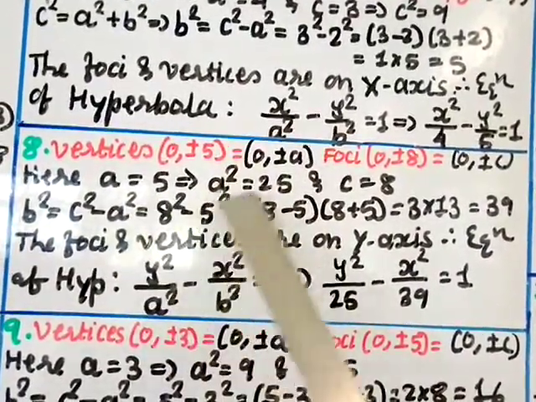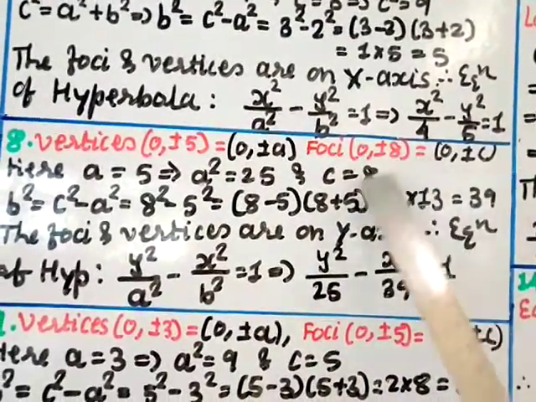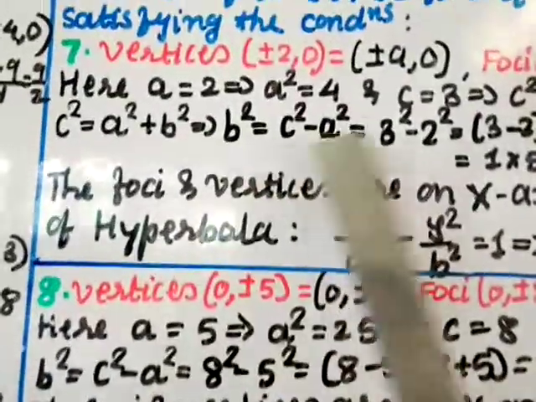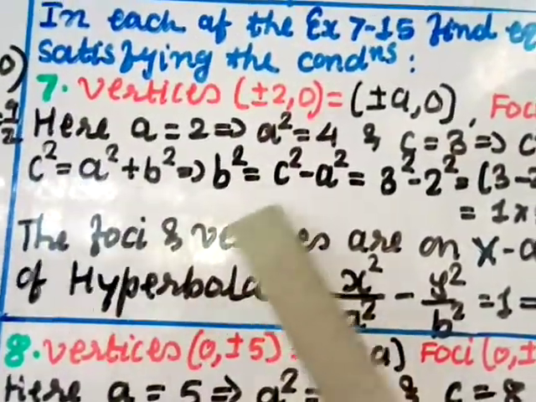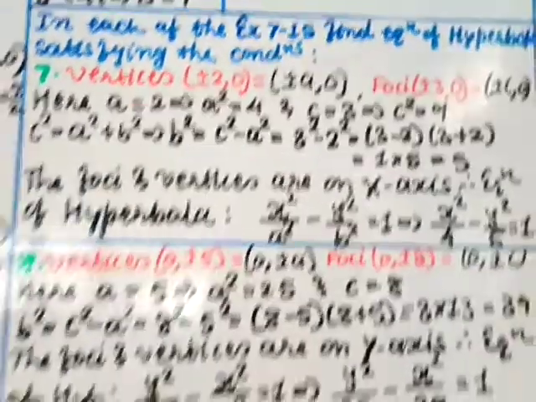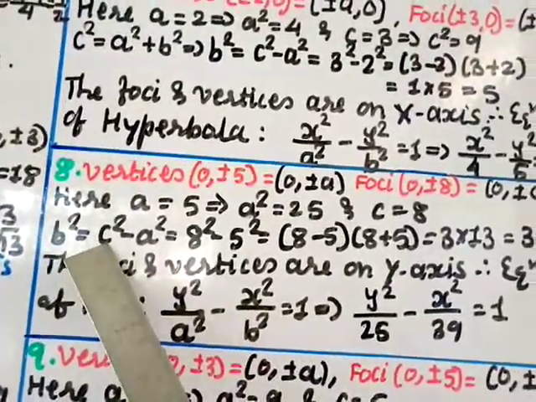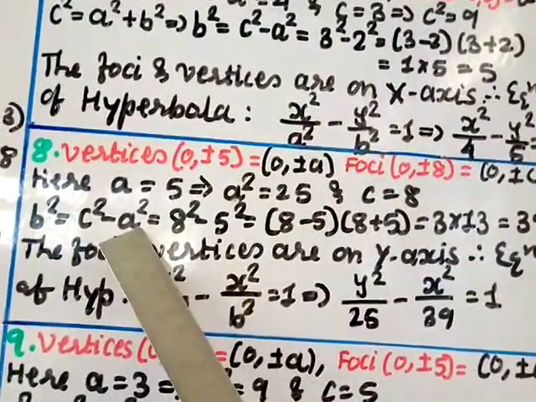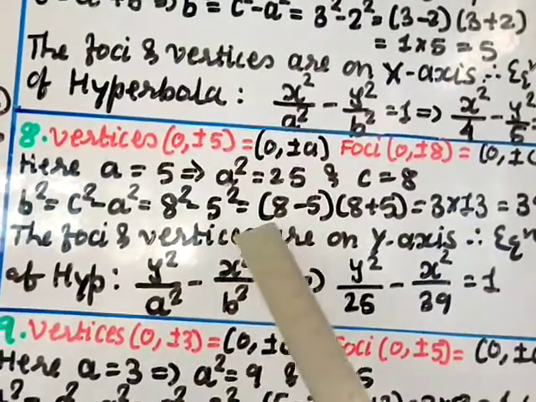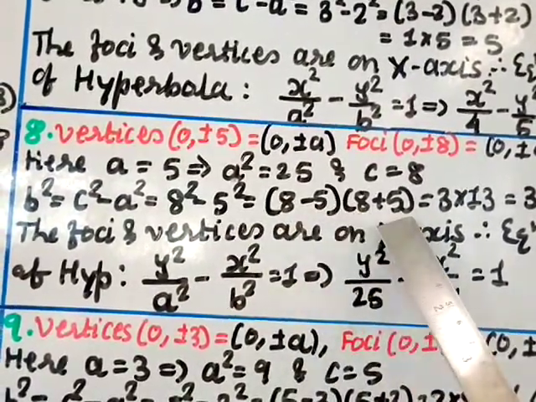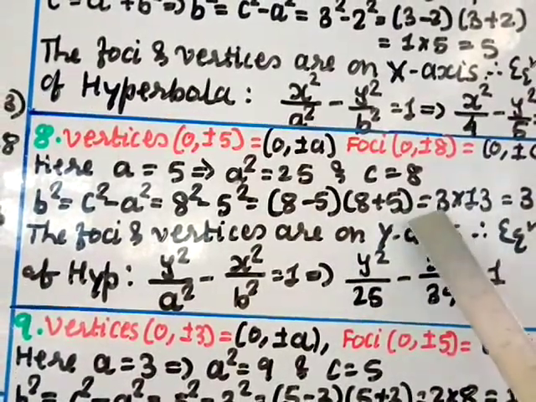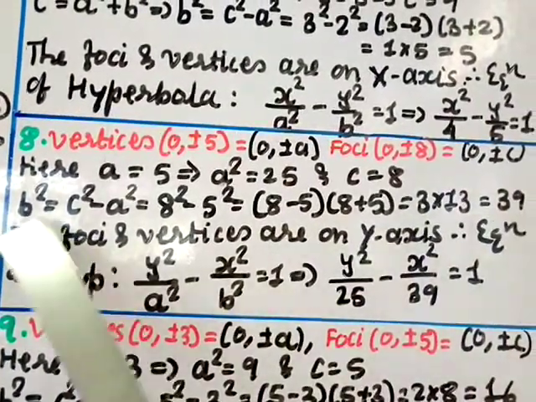If you take the square, a square equals 25, and from here the c value is 8. Let us find the b value: b square equals c square minus a square. Actually this is the relation, and from here it can be written. So I am using the relation b square equal to c square minus a square, so equal to 8 square minus 5 square. Again I am using a square minus b square, that is 8 minus 5 into 8 plus 5. 8 minus 5 is 3 into 8 plus 5 is 13. 3 into 13 is 39. This is the value of b square.